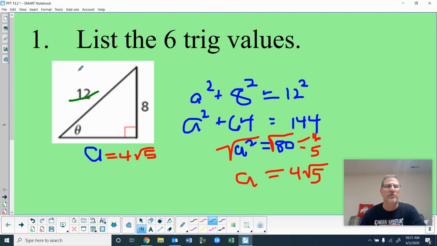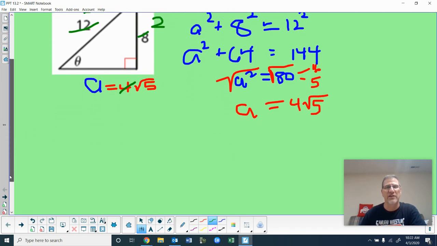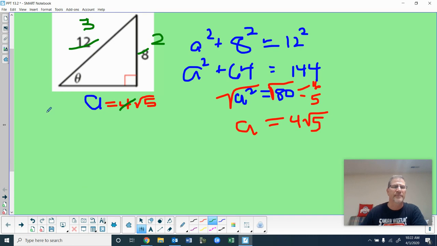So 12 divided by 4 would be 3, and 8 divided by 4 would be 2, and 4 divided by 4 would be 1, so it's just radical 5. So there's my hypotenuse of 3, opposite side is 2, and adjacent side is the square root of 5, because there's my theta. All right, so then I'll do my 6 trig functions, okay? So I'm just going to use S for sine. So sine of theta is opposite 2 over hypotenuse 3.